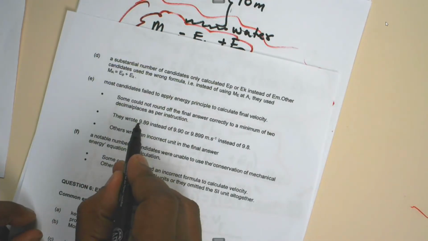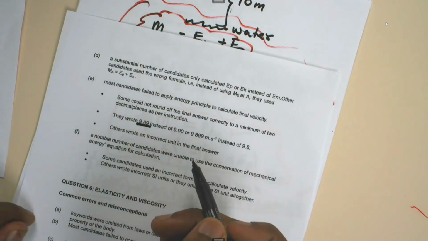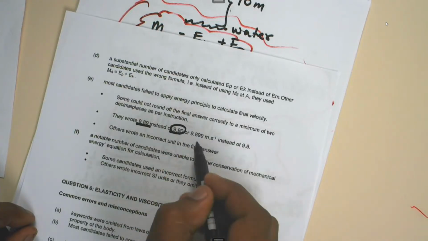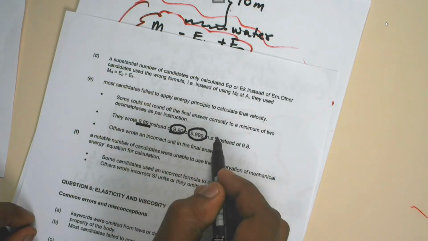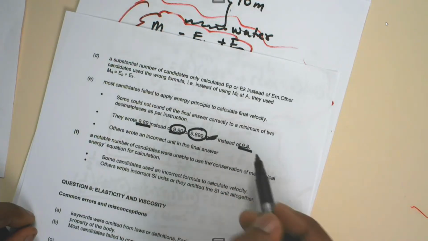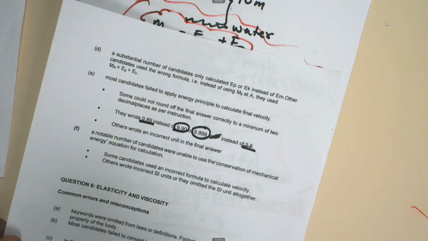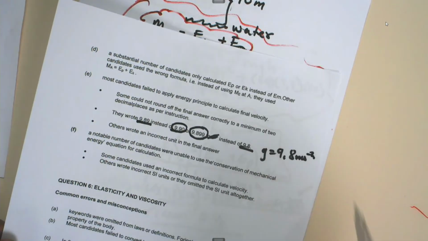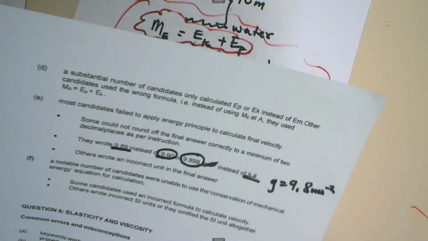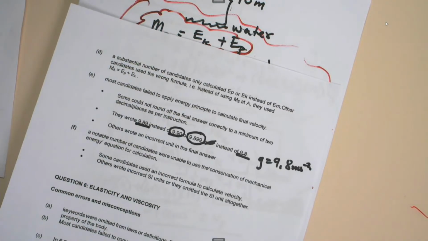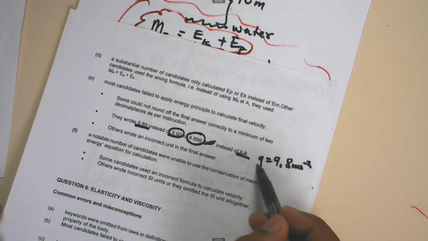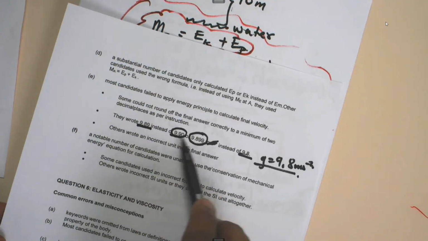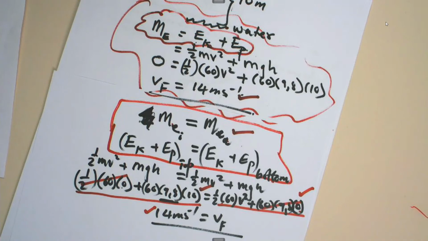They wrote 9,89, and others wrote 9,90, others wrote 9,9, instead of using the 9,8. So kindly refer to G in your formula sheet as 9,8 meters per second squared. So no other value, it will just be 9,8. I don't know where these other learners got this, but it's something that I came across as well.